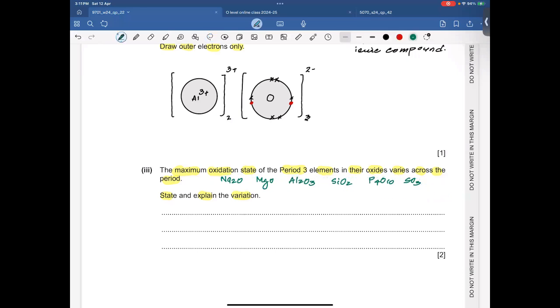P4O10, SO3 and Cl2O7. So this is the oxidation number. Magnesium की oxidation number +2. In this case +3. In this case silicon has +4. In this oxide phosphorus has +5, +6, and this chlorine has +7 in this oxide. All right. So oxidation state increases as you can see.